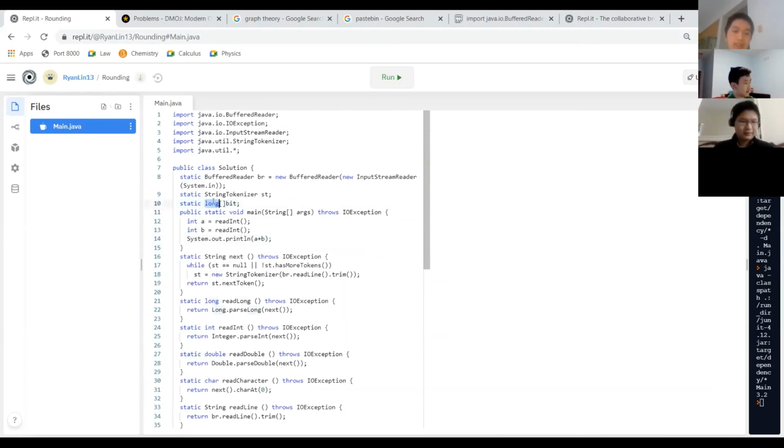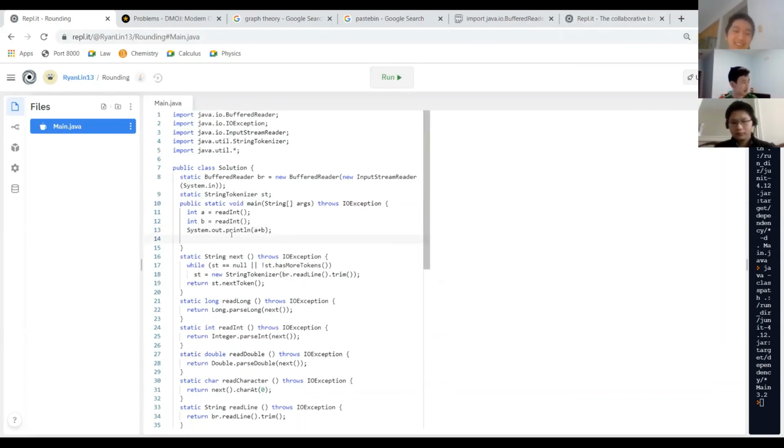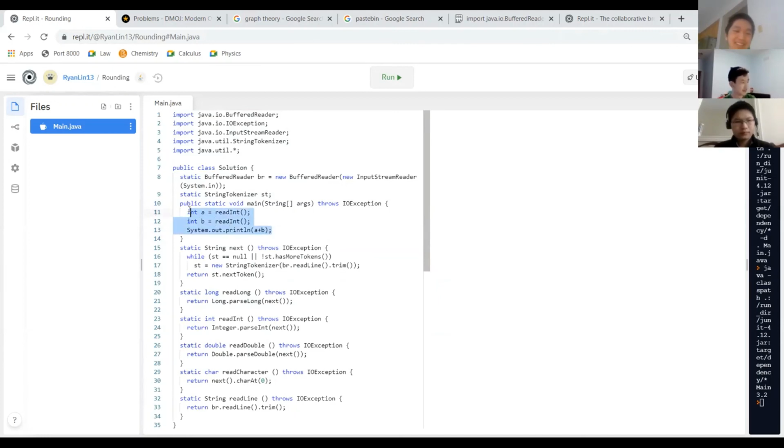Oh wait, you should remove this BIT thing. I forgot to remove it. Whoops. Okay, you should remove that array thing. That's not necessary. I was just solving another problem and then I still had that array there. So this is how you can read integers.